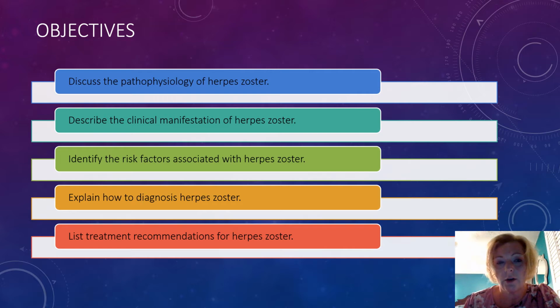Our objectives are going to include discussing the pathophysiology of herpes zoster, describing the clinical manifestations, identifying the risk factors, explaining how to diagnose herpes zoster, and listing the treatment recommendations.